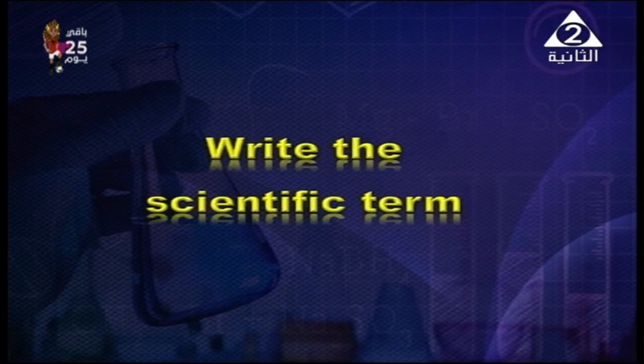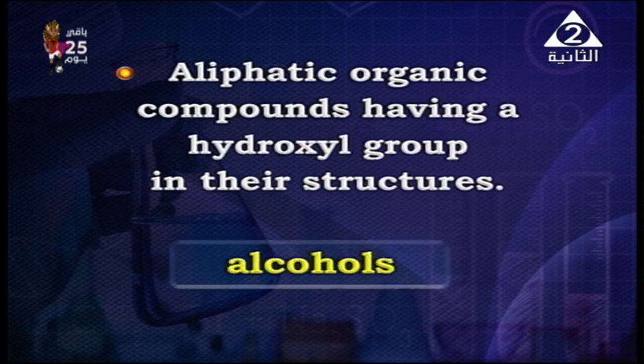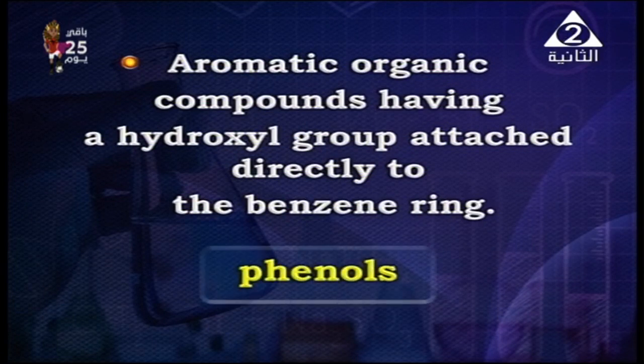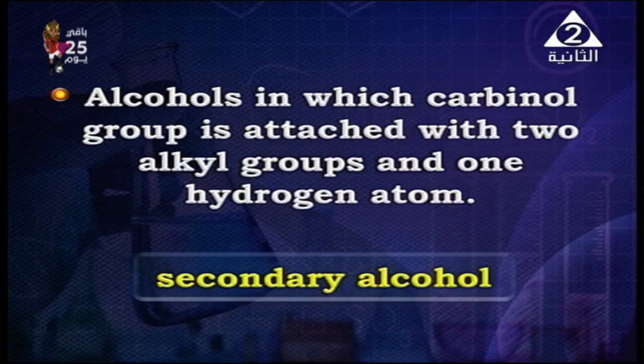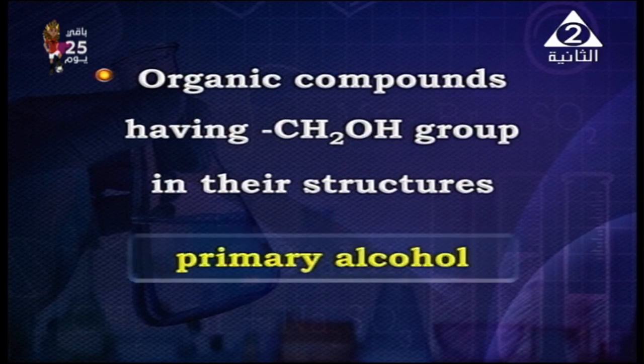Next type of question. Write the scientific term. Aliphatic organic compounds having a hydroxyl group in their structure. Yes, the answer will be alcohol. Aromatic organic compounds having a hydroxyl group attached directly to benzene ring. If you think about it, yes, it will be phenols. Alcohols in which the carbinol group is attached with two alkyl groups and one hydrogen atom. If you think about it, yes, it will be secondary alcohol. Organic compounds having CH2OH group in their structure. If you think about it, yes, it will be primary alcohol.